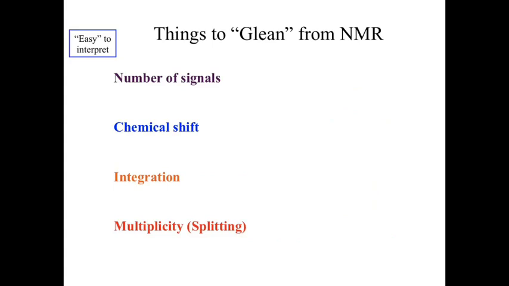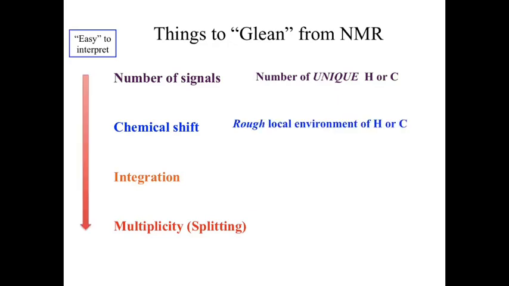So let's start with the easiest to interpret, the number of signals. What that's going to tell you is the number of unique hydrogens or carbons. So if we're looking at carbon NMR, the number of signals can tell us our number of unique atoms. If we increase our difficulty a little bit, we can get into chemical shift. The chemical shift tells us the rough local environment of our hydrogen or carbon. So it gets us an approximation on where it's at. Okay, so what is it near? The next part is our integration, and this gives us the ratio of our hydrogens. Okay, so if we drew out an individual structure, say like a CH3.